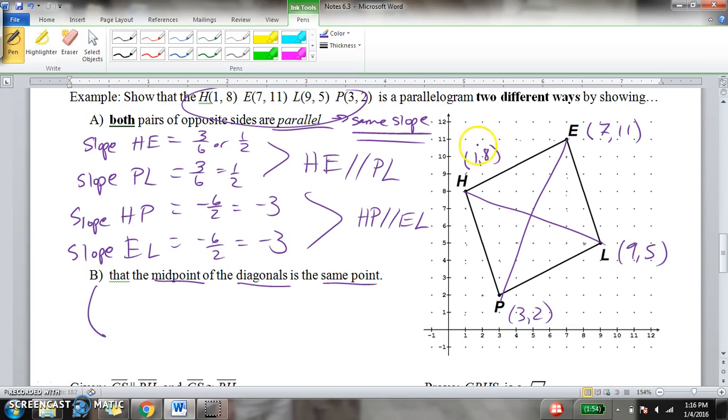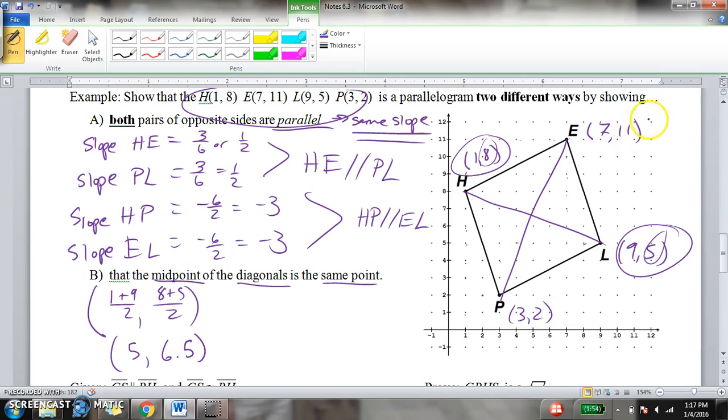The midpoint formula is we take the x coordinates of these 2 points and average them. So 1 plus 9 divided by 2. Then take the y coordinates, 8 plus 5 divided by 2, and see what we get. 1 plus 9 is 10, divided by 2 is 5. 8 plus 5 is 13, divided by 2 is 6.5.